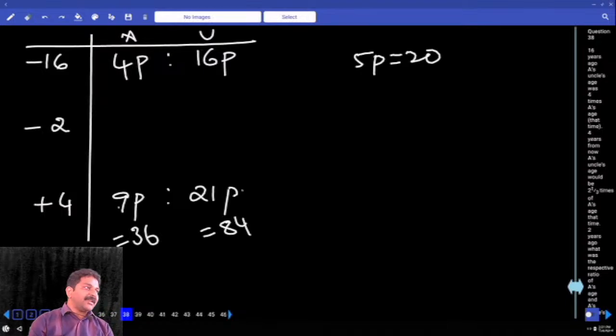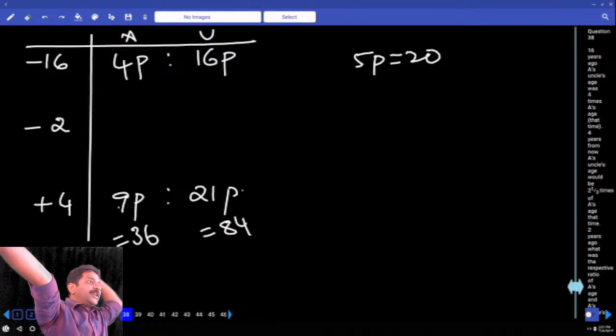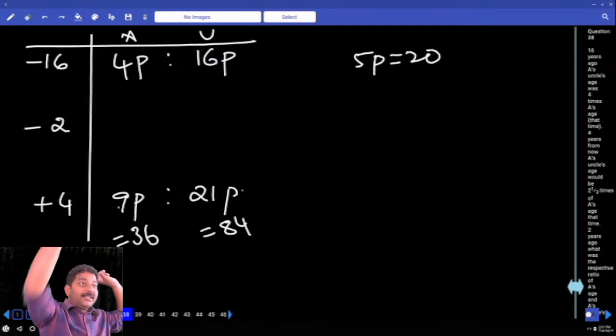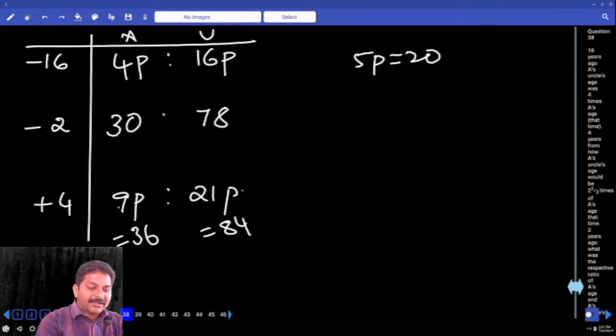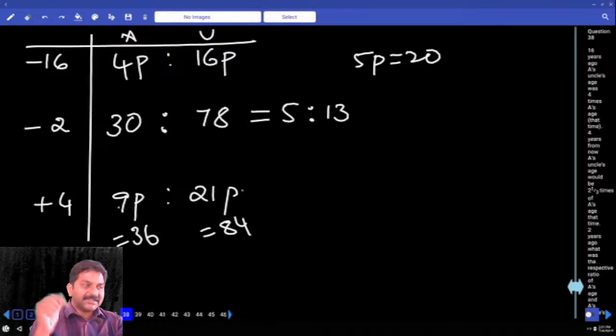84. 4 times, right? Now the question was about 2 years back, right? After 4 years and 2 years back, what is the gap? That means you need to add 6 years or subtract 6 years. Subtract 6 years. 30, 78, ratio 5 times of 6, 13 times of 6. 5:13 final.